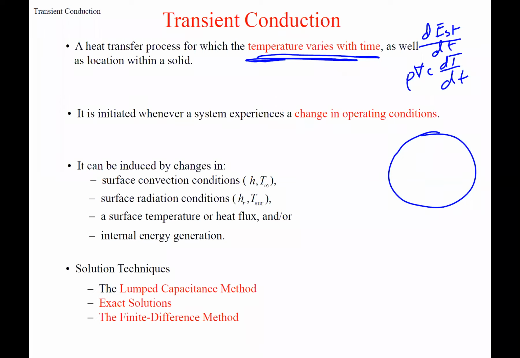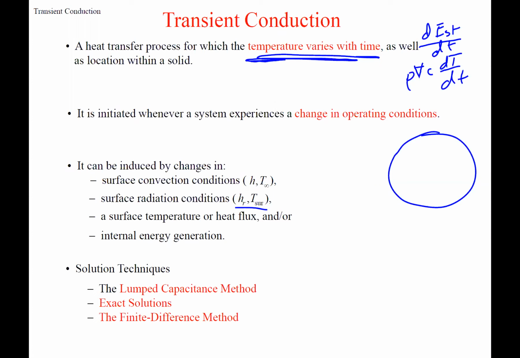So maybe you drop it into a bucket of hot oil, or the sphere is hot and you drop that hot sphere into a bucket of cool oil. By doing that, you're changing the convection coefficient right around that sphere and the temperature, T infinity. So you're changing those two parameters. Maybe you have all of a sudden surface radiation, like some heat lamps that you put on this sphere.